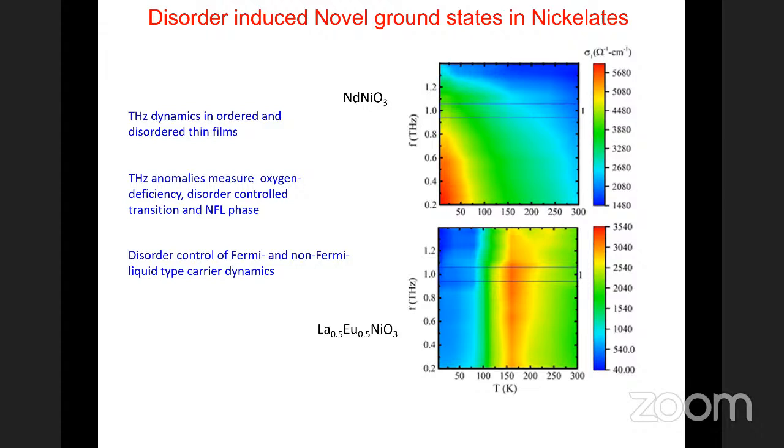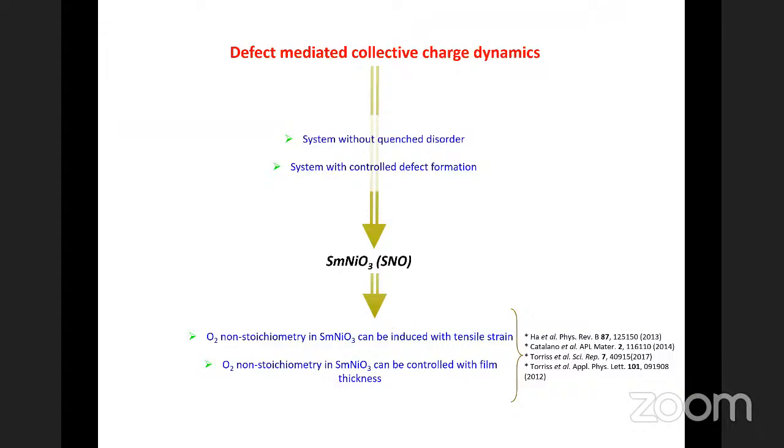Now, how could we correlate the defects or the disorder with the charge density wave? So we took a slightly different system now, SmNiO3, because we have to show that the CDW occurs across different systems. It is known that in SmNiO3, the oxygen non-stoichiometry can be induced by tensile strain, and that can also be induced in thin films by varying the film thickness. There were some studies which had already proved this.